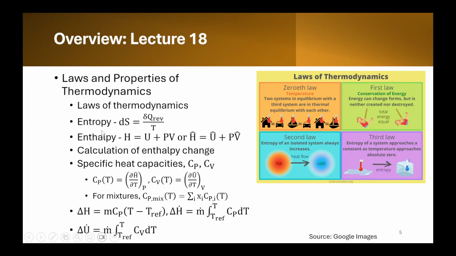Next, we discussed entropy. Entropy is defined for a reversible system. Mind you, this is for a reversible system. It is delta Q by T, that is, an infinitesimally small heat change upon temperature.